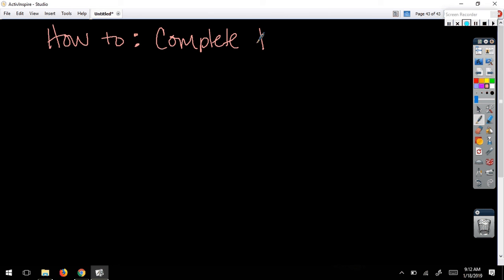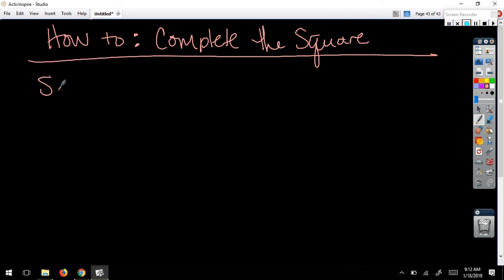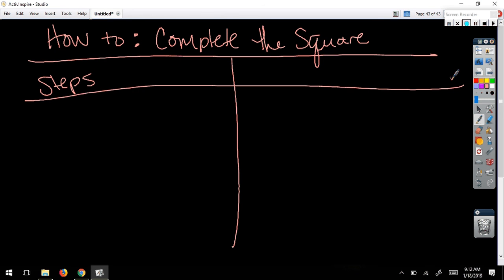How to complete the square. Steps, and we'll do an example. I'm going to put a little bit more complicated example on here, one that we have to take care of a leading coefficient and stuff so you can see what happens in that scenario.